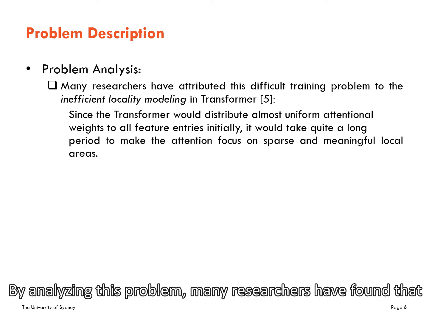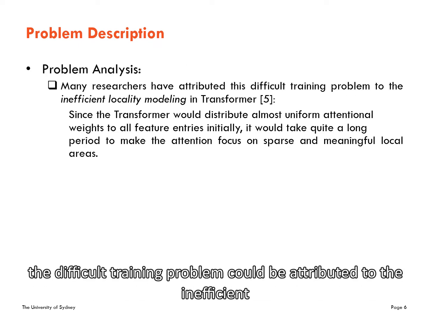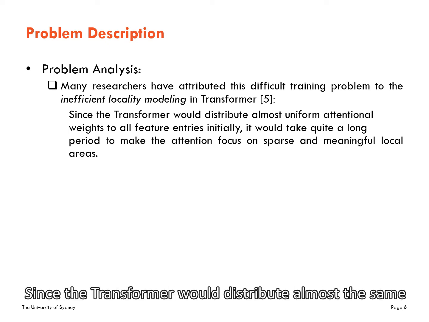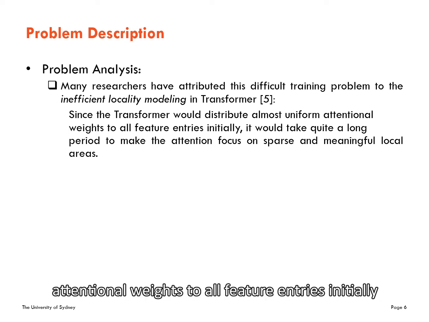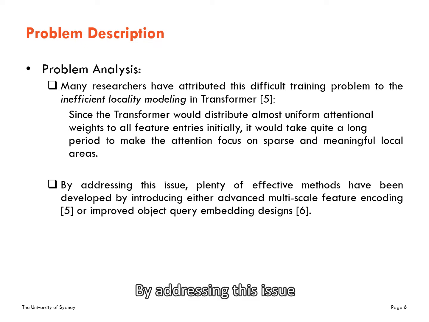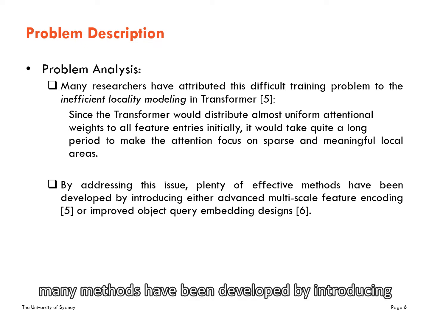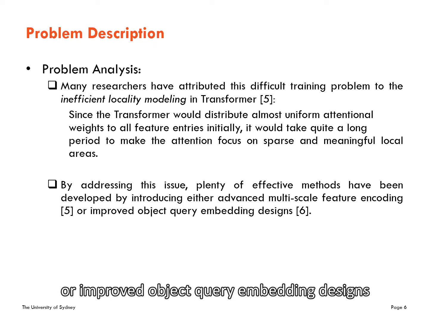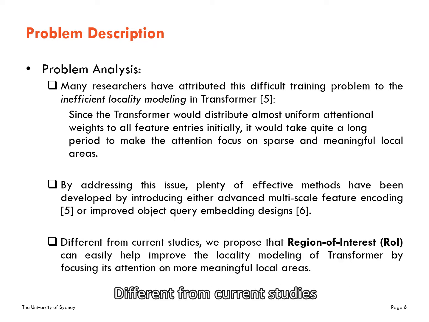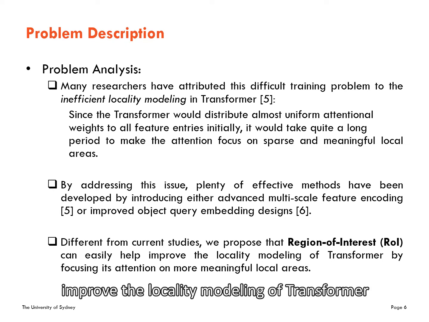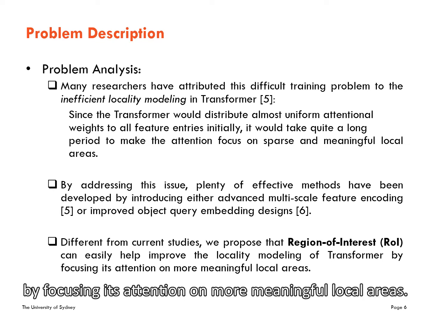By analyzing this problem, many researchers have found that the difficult training problem could be attributed to the inefficient locality modeling in transformer. Since the transformer would distribute almost the same attentional weights to all feature regions initially, it would take quite a long time to make the attention focus on sparse and meaningful local areas. To address this issue, many methods have been developed by introducing either advanced multi-scale feature encoding mechanisms or improved object query embedding designs. Different from current studies, we propose that region of interest can easily help improve the locality modeling of transformer by focusing its attention on more meaningful local areas.